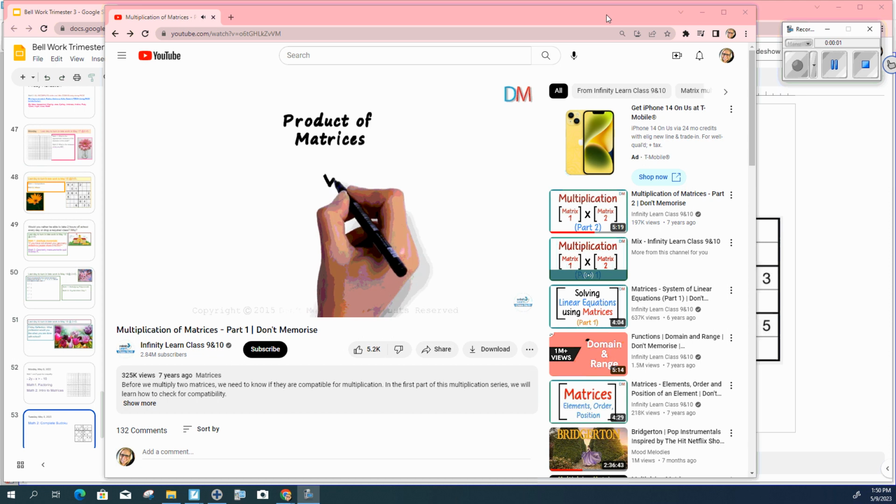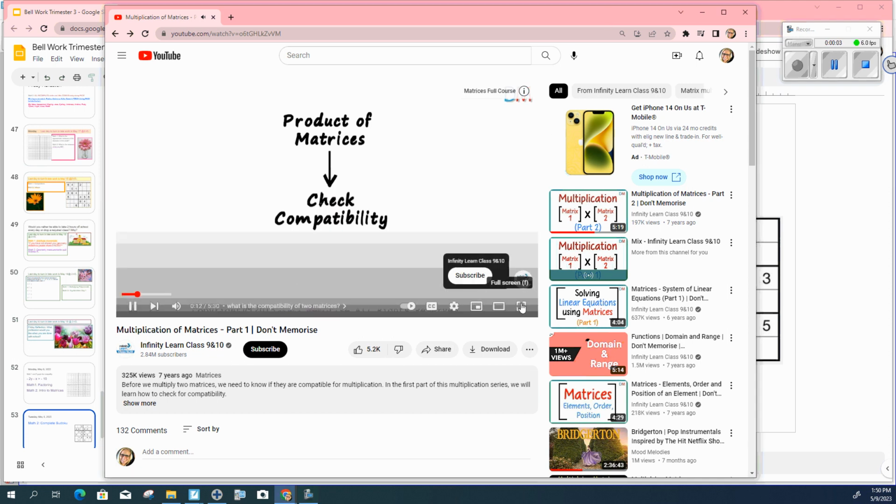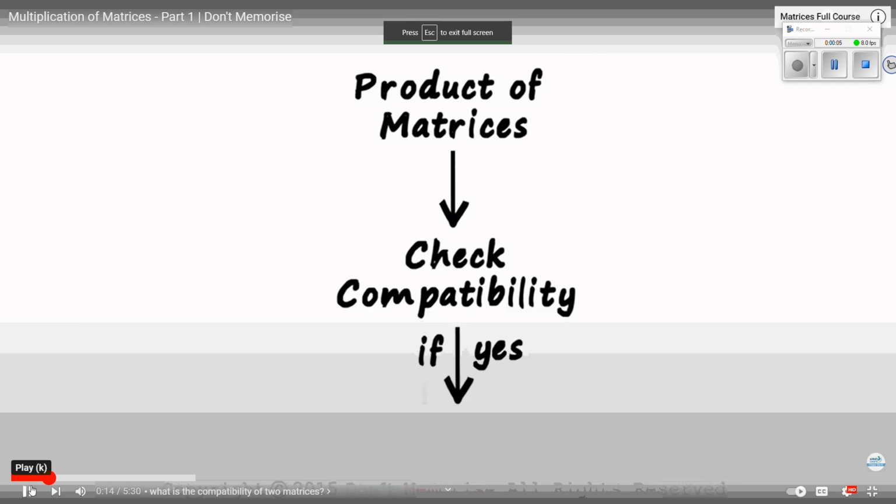Multiplied, we need to check for their compatibility. Only if they are compatible. Okay, we're just going to watch a couple minutes of this video. This is what we talked about yesterday at the end. What you should have done on page number 2, where we write the dimensions. We write the dimensions of the two matrices. We decide if they're compatible.